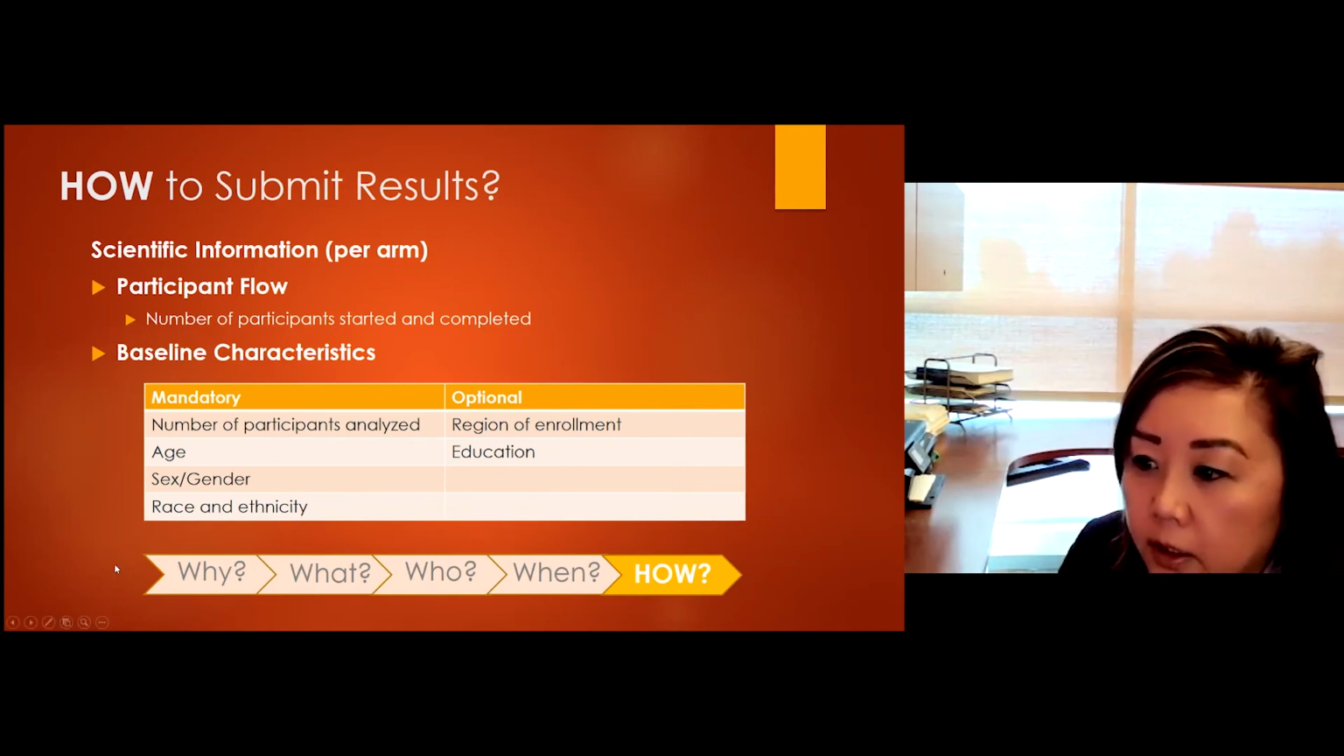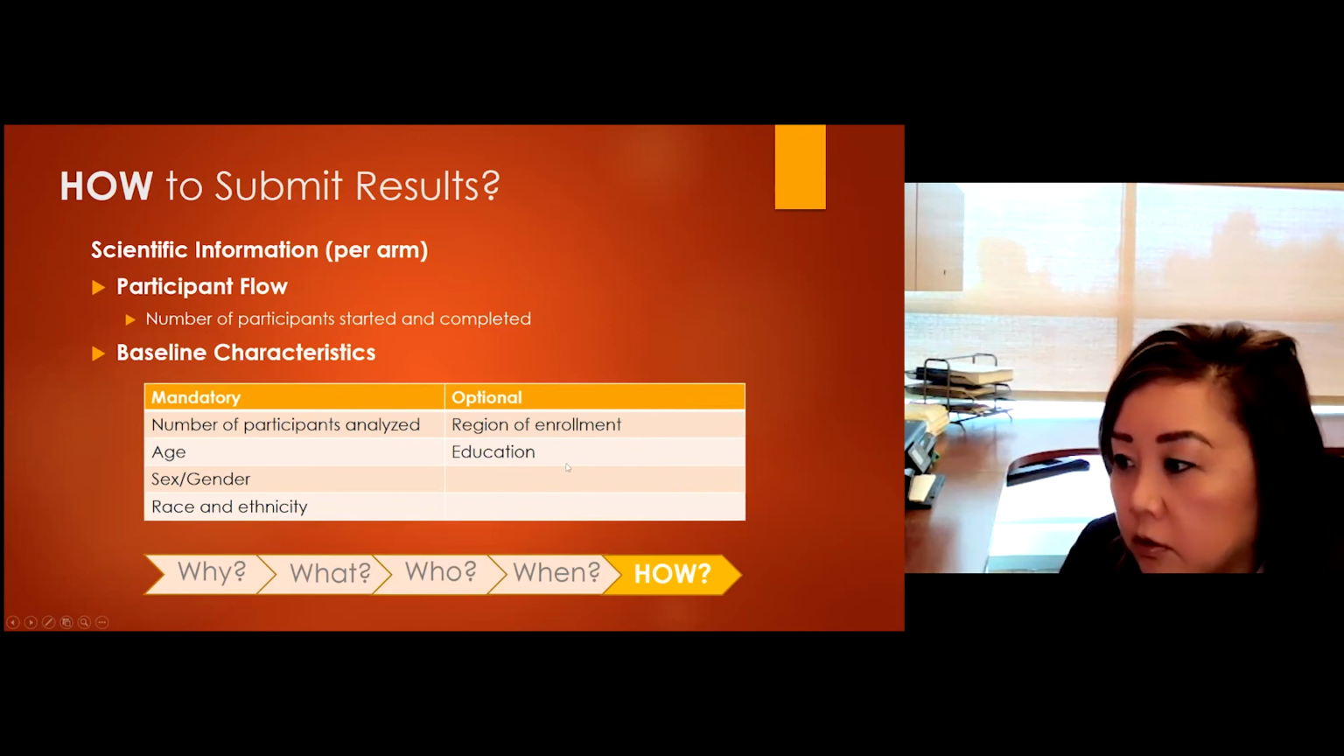And then these are the mandatory baseline characteristics of your participants: the number of participants, age, sex, gender, race, and ethnicity. And where the information is optional, it's region of enrollment, and then also the education.